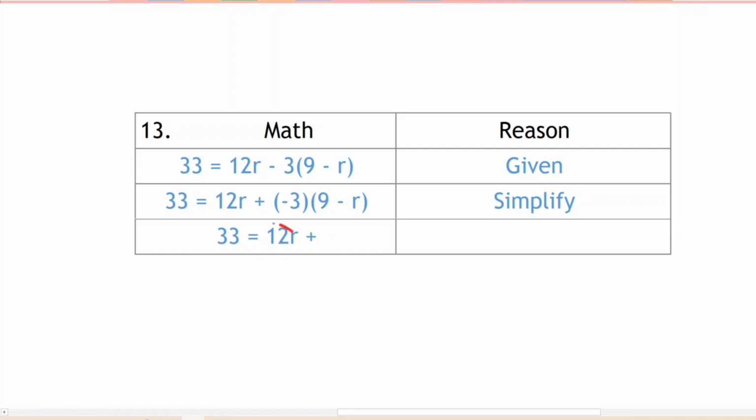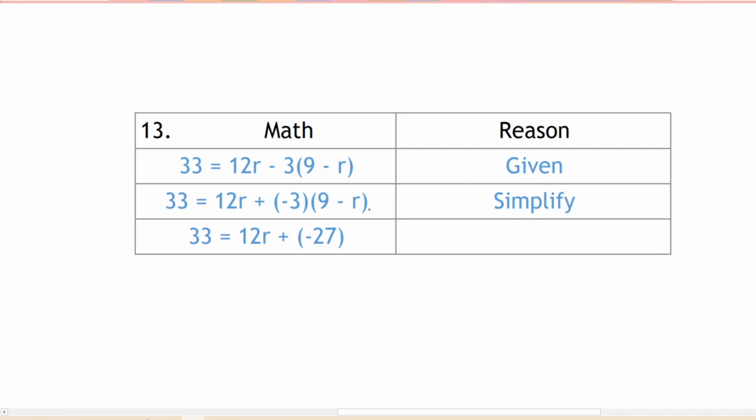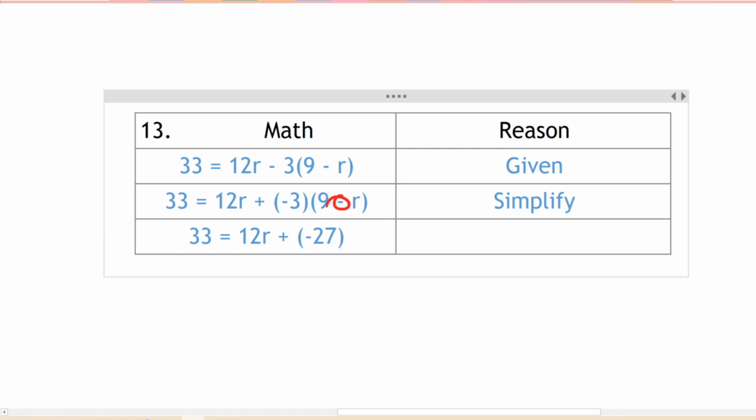So I've kind of written half of this expression here, and I want to distribute. So I'm going to do this negative 3 multiplied by 9. How much is negative 3 times 9? Okay, it's negative 27. Now, notice that over here we have a minus sign. So I'm going to preserve that. I'm going to keep that minus sign. I'm going to put a minus right here next.